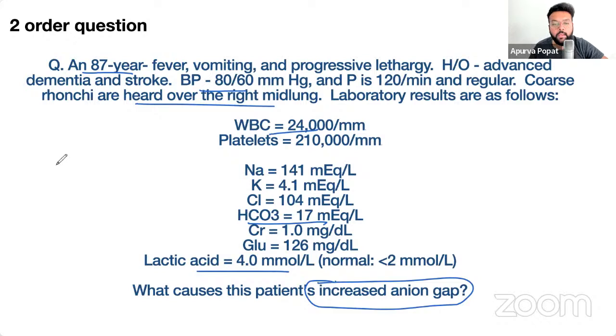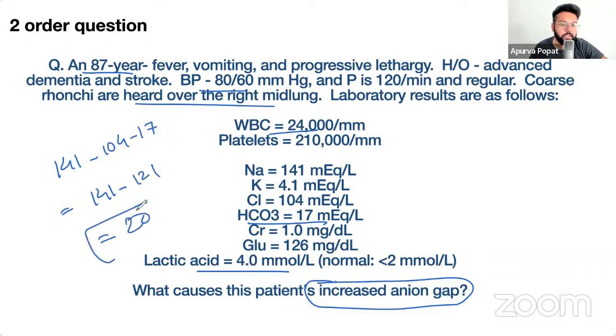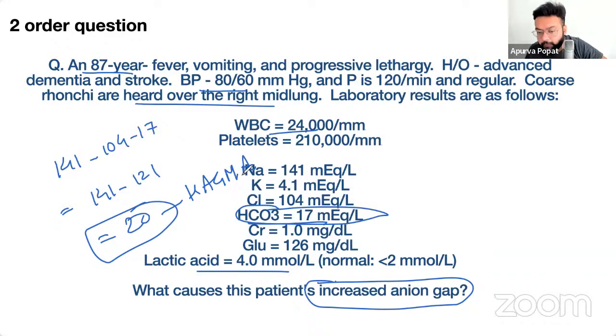And if you look at the anion gap, it is 141 minus 104 minus 70. So that's how much? 141 minus 121, so that's around 20. Your anion gap is 20. That means it is high anion gap, and of course you know that the bicarb is less, so we call it high anion gap metabolic acidosis. Is this high anion gap metabolic acidosis? Yes. Why is this patient having high anion gap metabolic acidosis?